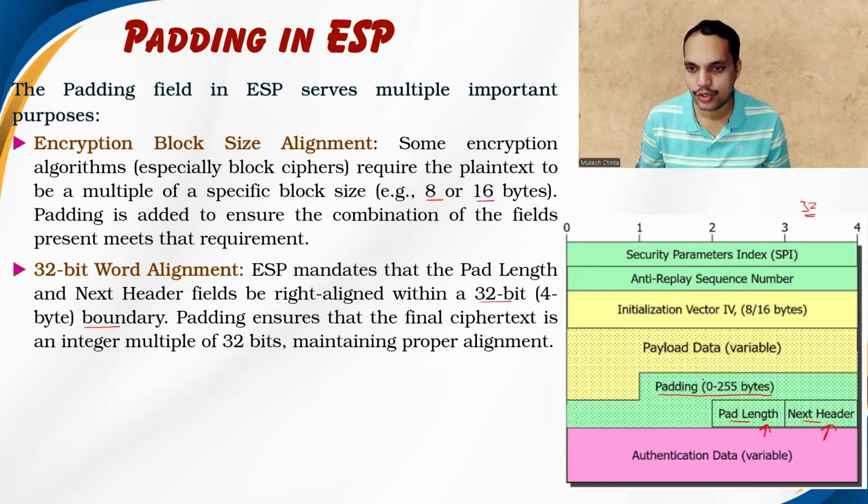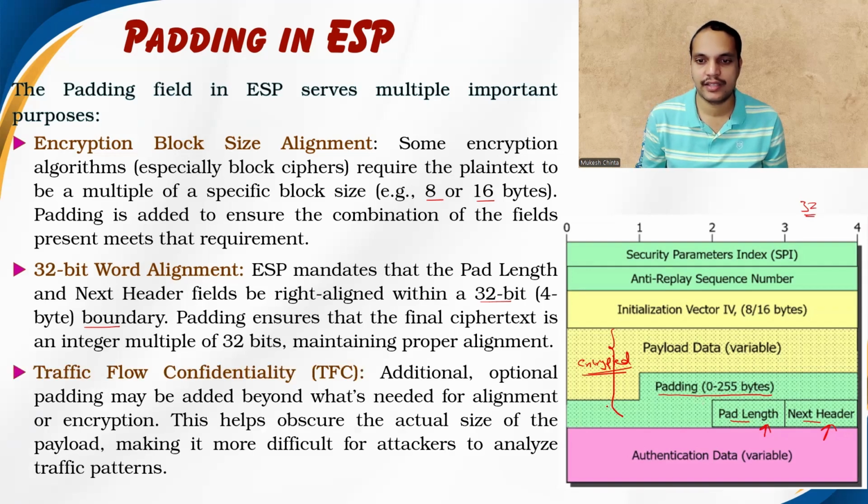So the padding ensures that the final ciphertext, this entire field, you can see it's little dotted. This is encrypted, isn't it? The encrypted data is all of this. All of these 3 fields are encrypted. So padding ensures that the final ciphertext is an integer multiple of 32 bits, maintaining proper alignment. That is one of the usages for the padding field in ESP.